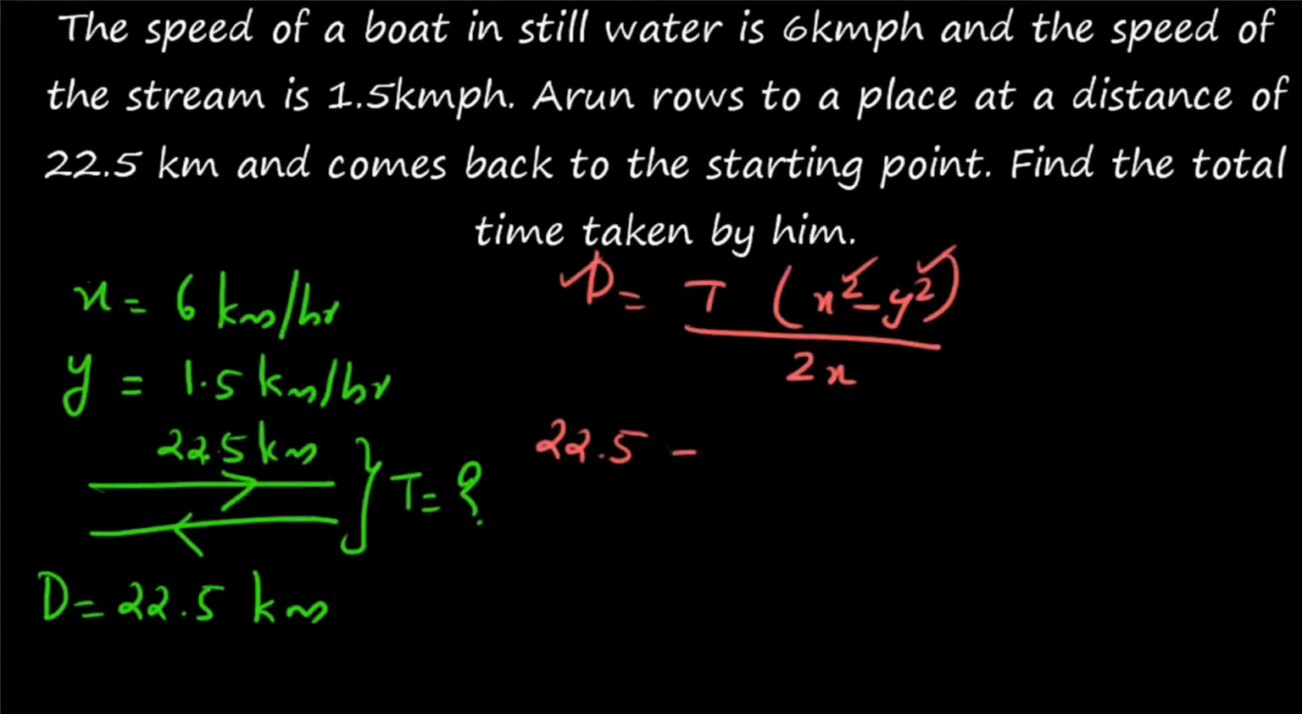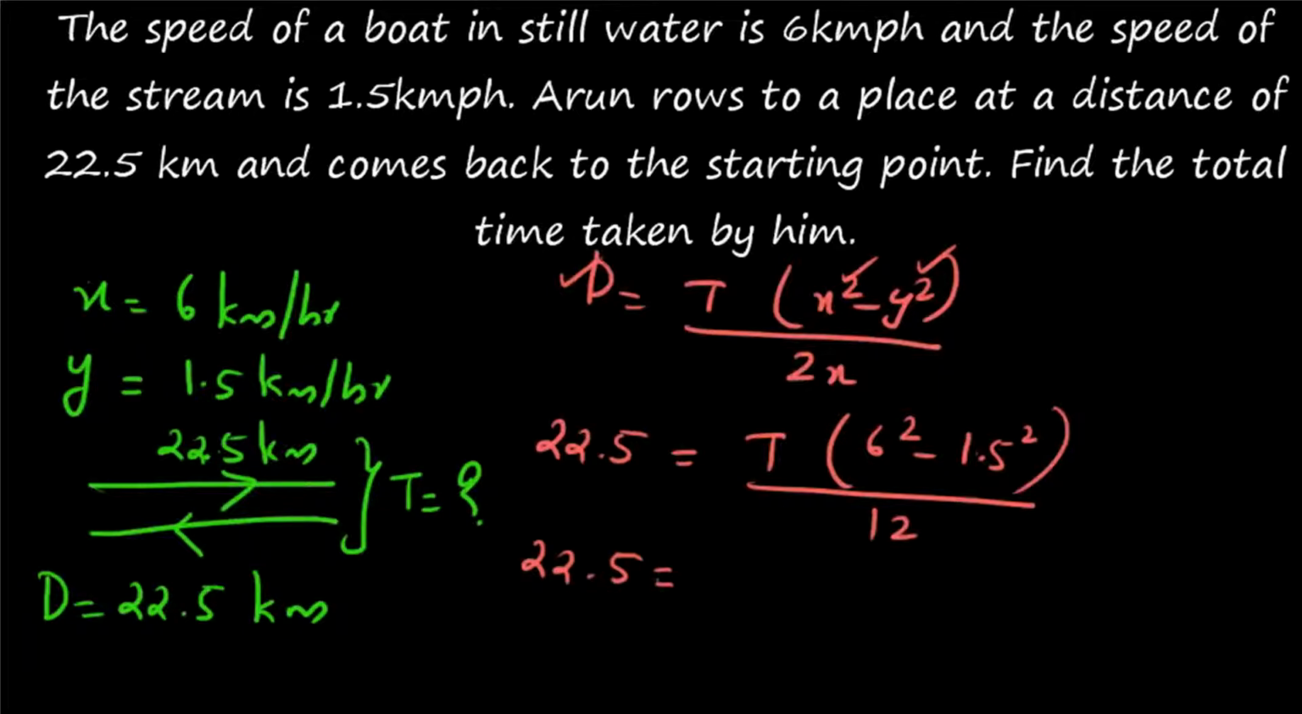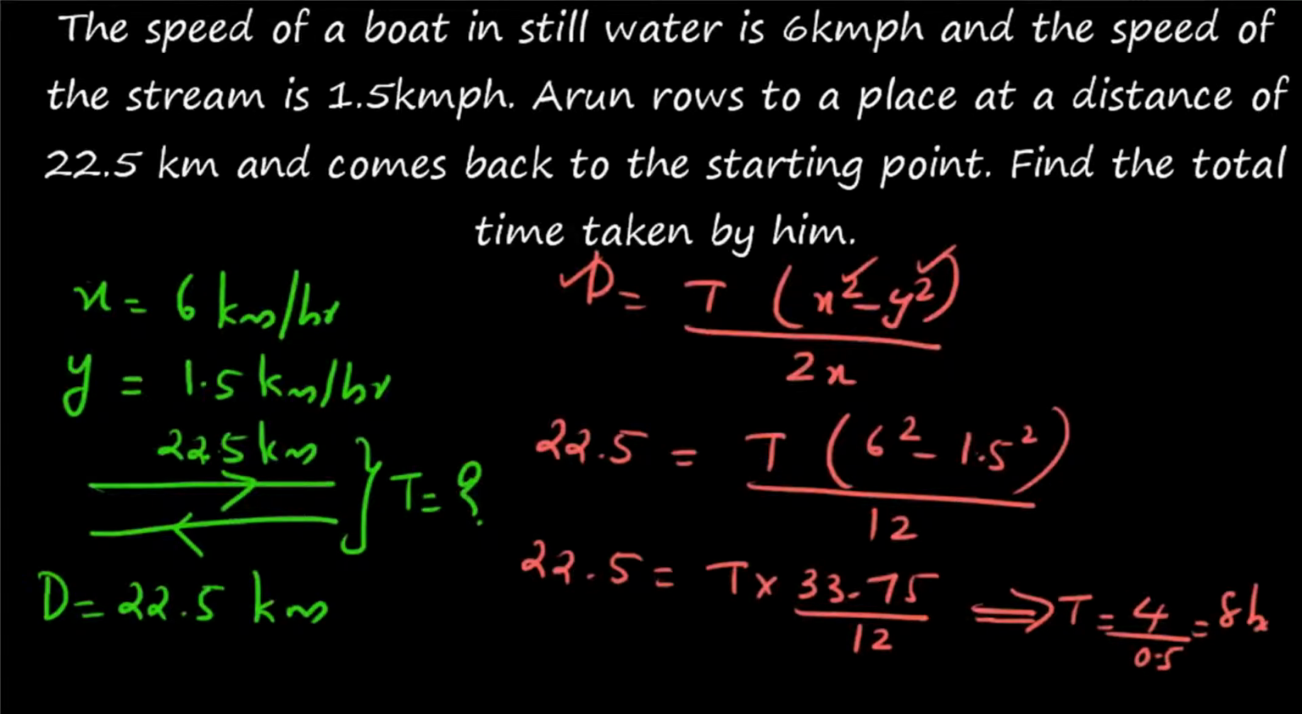So 22.5 is equal to t into (6 square minus 1.5 square) divided by 2 into 6, which is 12. What is 6 square minus 1.5 square? (6 plus 1.5) into (6 minus 1.5), which gives you 7.5 into 4.5, that will be equal to 33.75. So 22.5 is equal to t into 33.75 divided by 12. So everything cancels out, and you will be getting t is equal to 4 divided by 0.5, which is equal to 8 hours. So 8 hours is the total time taken for Arun to travel to a place 22.5 km away and come back to the starting point.